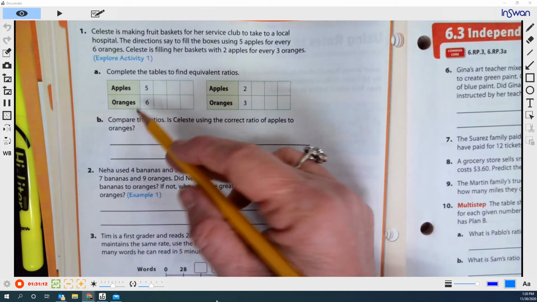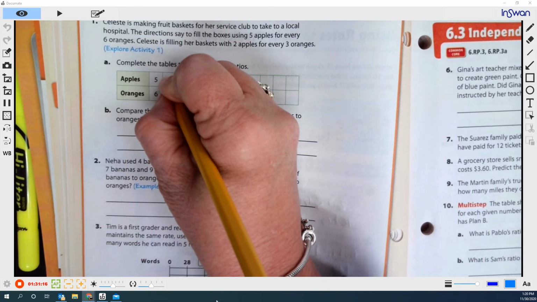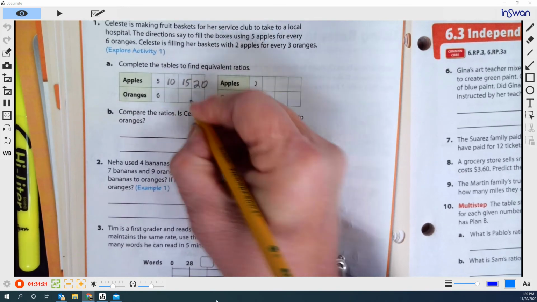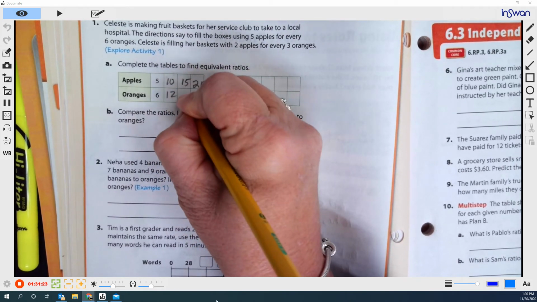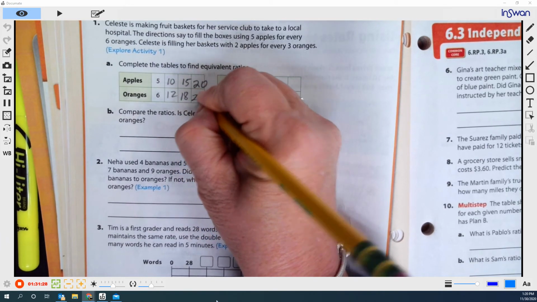If I were to do this and fill in this table, 5 times 2 is 10. 5 times 3 is 15. 5 times 4 is 20. 6 times 2 is 12. 6 times 3 is 18. 6 times 4 is 24.